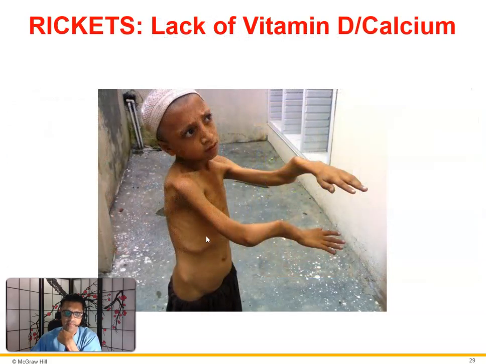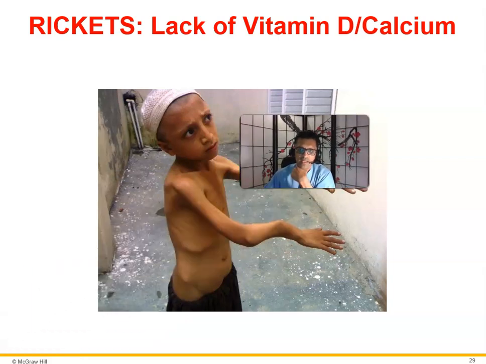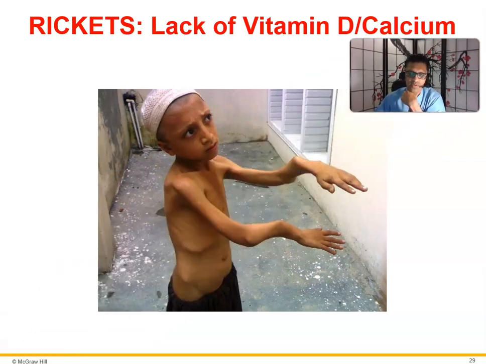Now again, we don't have to worry about this, but in developing countries where they don't have access to nutrition, there's a disease called rickets, and that's due to a lack of vitamin D and calcium, where the bones start to malform. And unfortunately, this is not curable, but if we can have access to good nutrition, then we can prevent that early on. But once it starts to get like this, it's very difficult to treat.